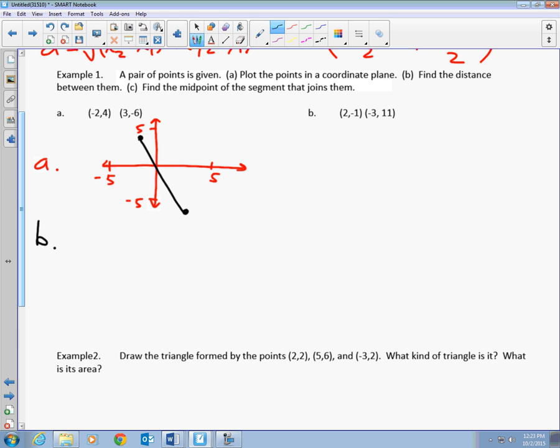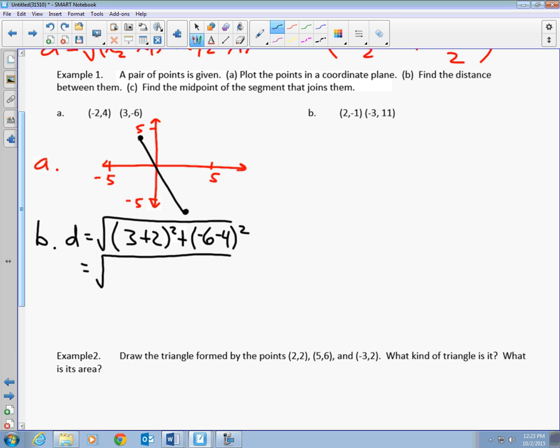B will be the distance between them. So the distance is equal to the square root of, what is x sub 2 minus x sub 1 squared, plus y sub 2 minus y sub 1 squared. Simplify. What's 3 plus 2? Squared, plus negative 6 minus 4 squared.